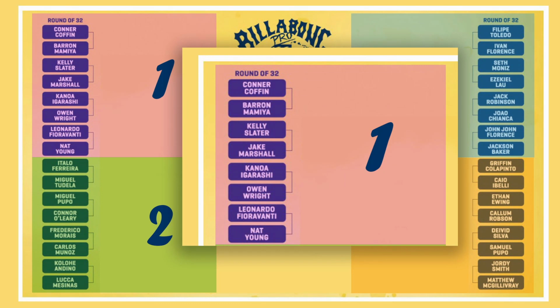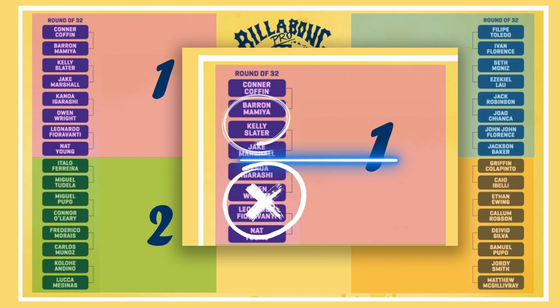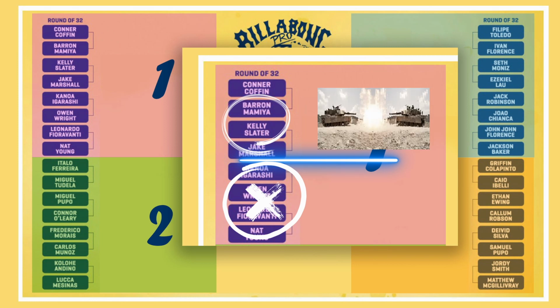Now, when I did my Pipeline bracket, I had this block and it bothered me because I thought Kelly or Barron would make the semifinals because they're that good. And it turns out I was right. So I actually picked knowing there would be friendly fire to make sure I secured what I thought were the 2 best surfers on the entire left side of the bracket.